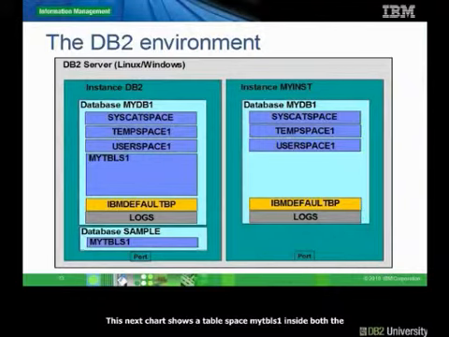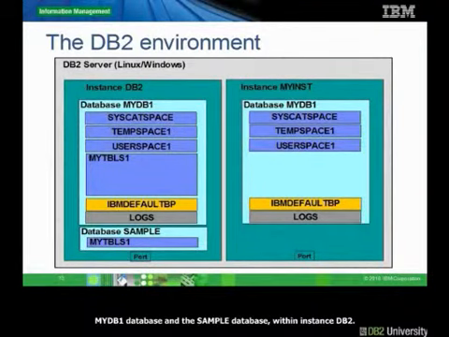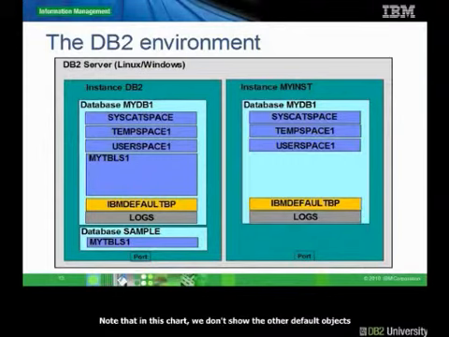This next chart shows a table space mytables1 inside both the mydb1 database and the sample database within instance DB2. This is valid because the databases are independent units. So we can use the same name mytables1 in both databases. Note that in this chart, we don't show the other default objects of database sample due to space constraints in the figure.